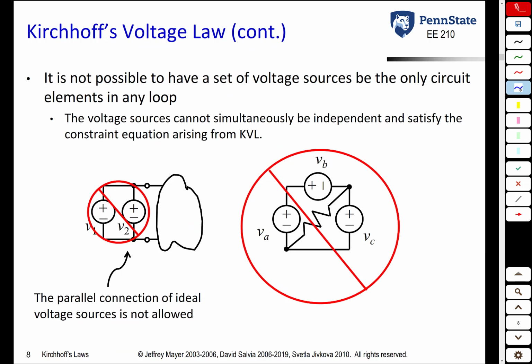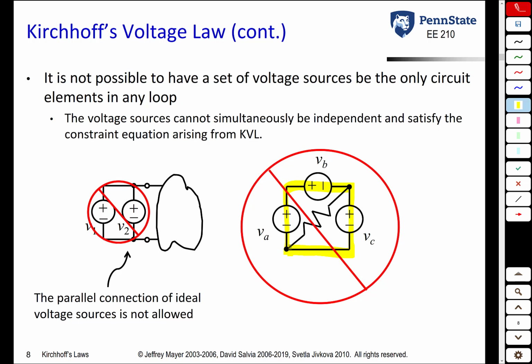An important caveat regarding Kirchhoff's voltage law is that you cannot have a set of voltage sources being the only elements in any loop. What happens if you have any loop where you only have voltage sources, you cannot simultaneously have independent choice of what those voltage sources can be and also guarantee that KVL is met. So for example, if you look at this circuit on the right here, here is a loop where the only components are voltage sources.